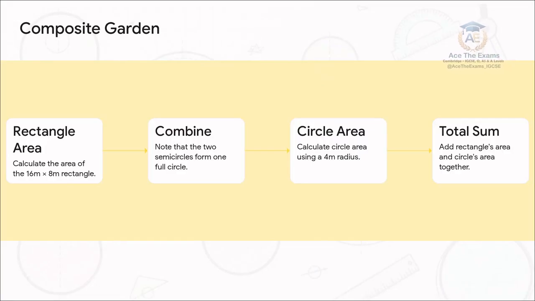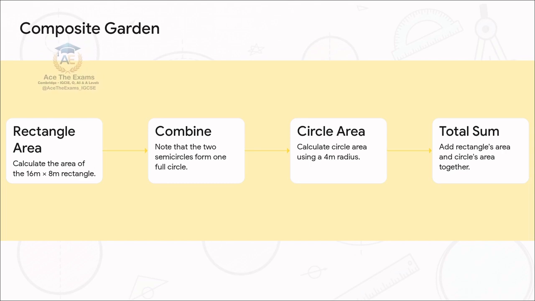You conquer composite shapes by refusing to be intimidated. You break them into manageable, familiar pieces that you already have the formulas for. Step 1. Execute the easy play. Find the rectangle's area by simply multiplying 16 by 8. Step 2 is where you outsmart the question.